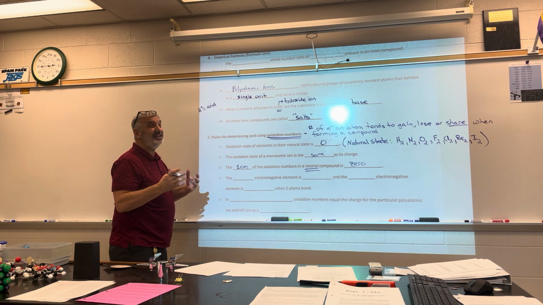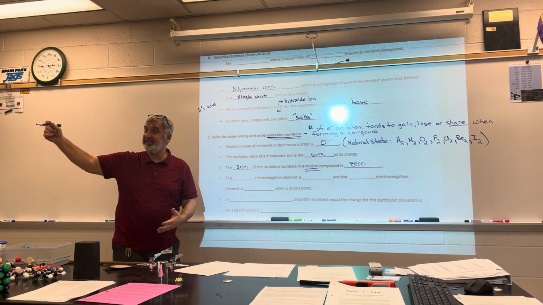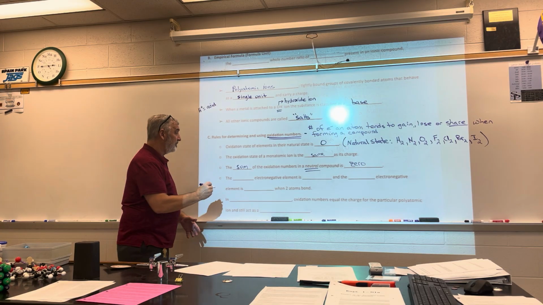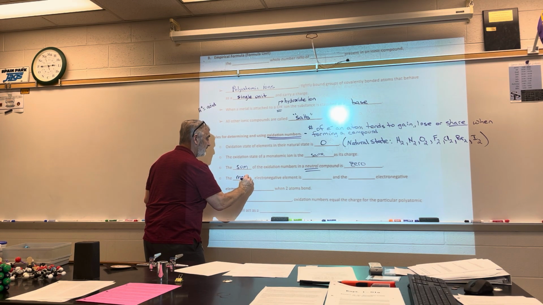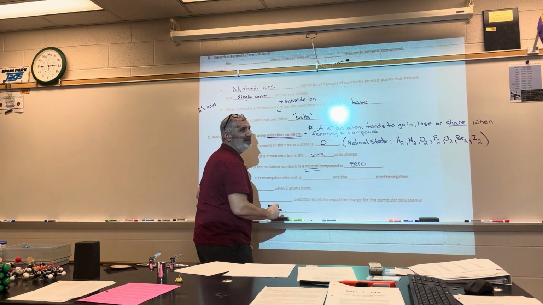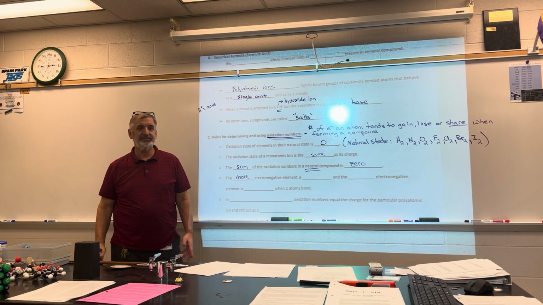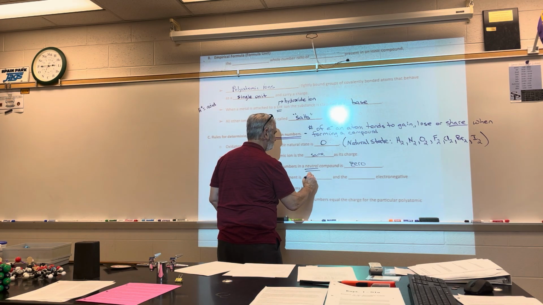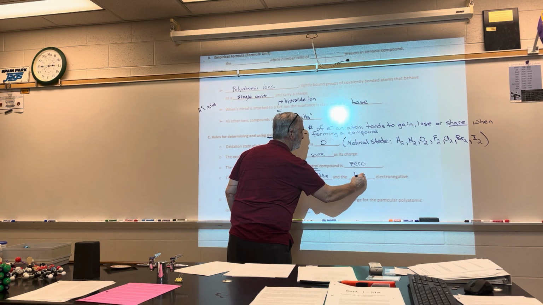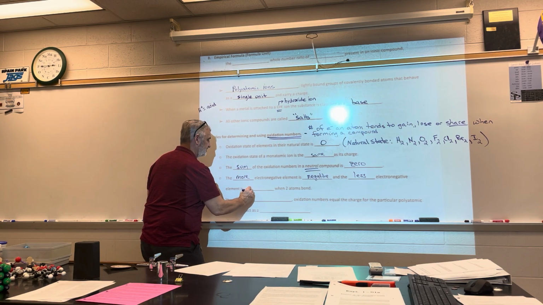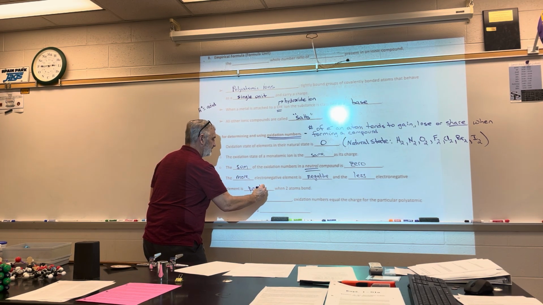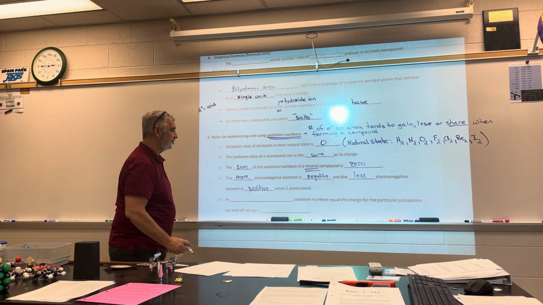Now, even in that, some can have a positive oxidation state, some can have a negative. The more electronegative element is always going to be, what do you think? More electronegative is going to be negative or positive? Negative. It's going to be the negative. And the less electronegative element is going to be positive. I'm going to give you examples of that too.